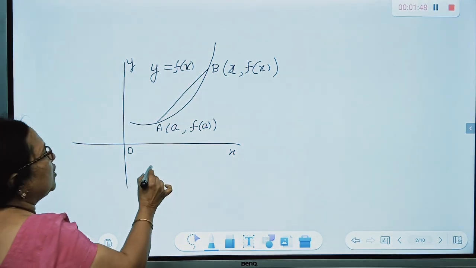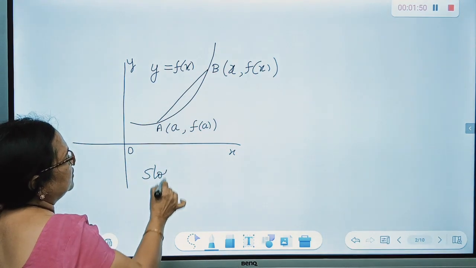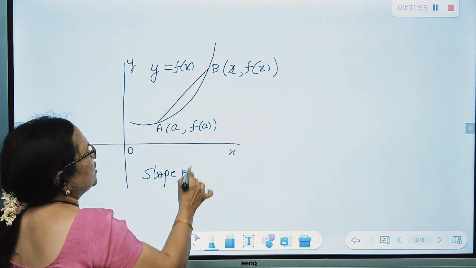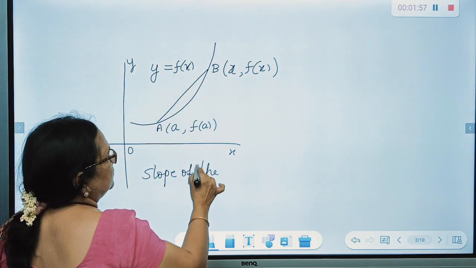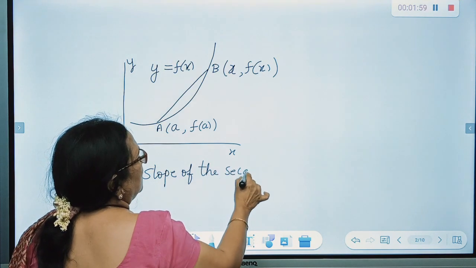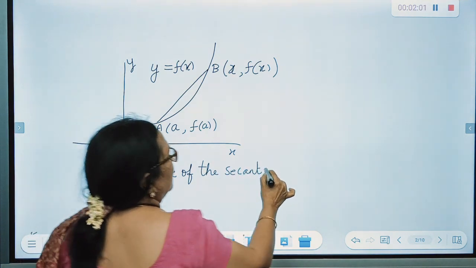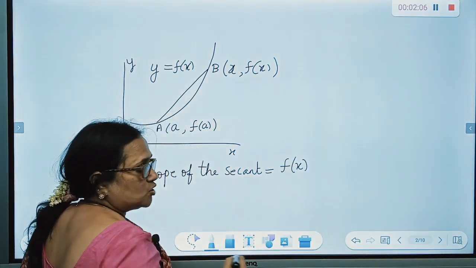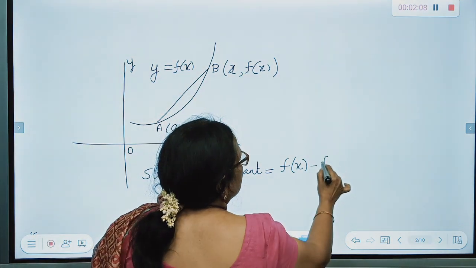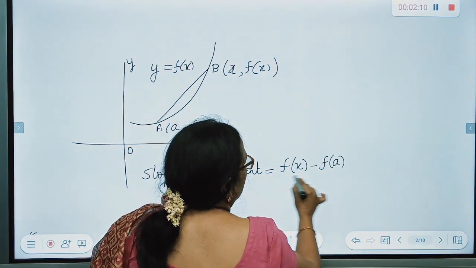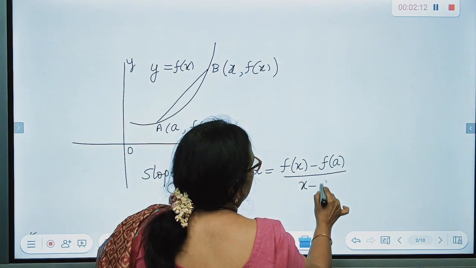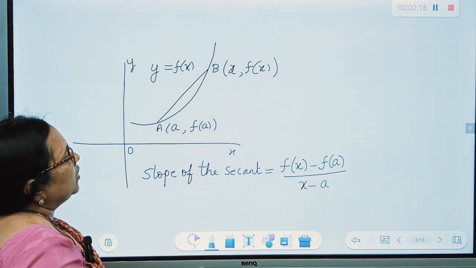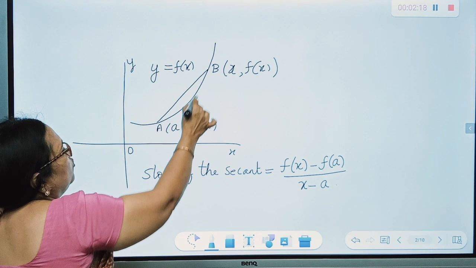Now what will be the slope of the secant? You know that this is a secant. So what will be the slope of the secant? Slope of the secant will be y2 minus y1 by x2 minus x1. So f of x minus f of a by x minus a. Now let us see what happens when B keeps on moving towards A.